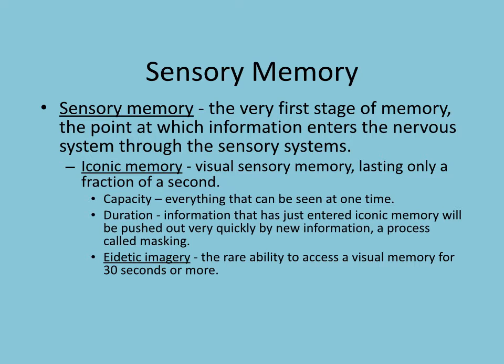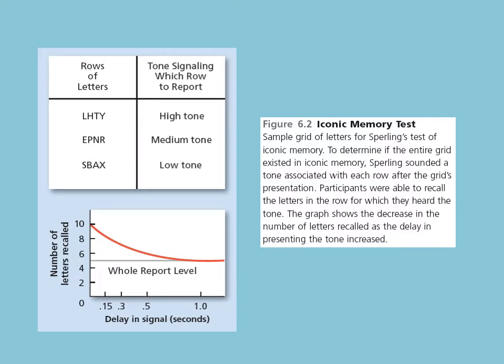Now, the capacity is that everything can be seen at one time. However, for the duration, the information enters the iconic memory and then is pushed out very quickly in order to focus on other things. Now, eidetic memory is the rare ability to access visual memory for 30 seconds or more, when you can take in all of the sights and sounds all the time. If you've ever seen the show The Mentalist, that's a great example. He takes in everything all at the same time.